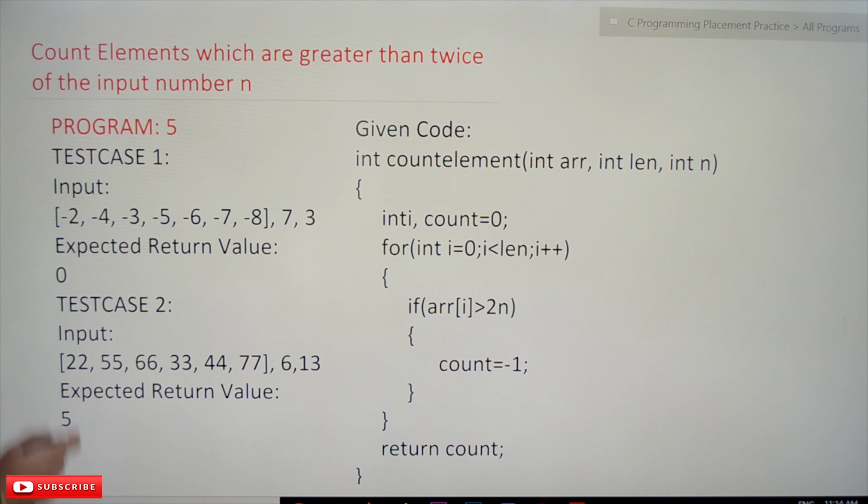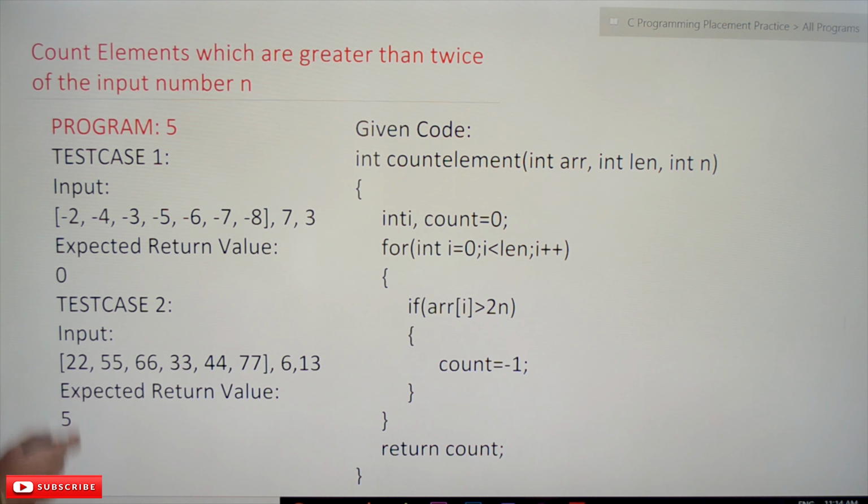If it is true, okay, so let's go for the next element. The for loop is going to iterate for the next element. The second time it is going to fetch the next element. Now, is 55 greater than 26? Yes, it is true.